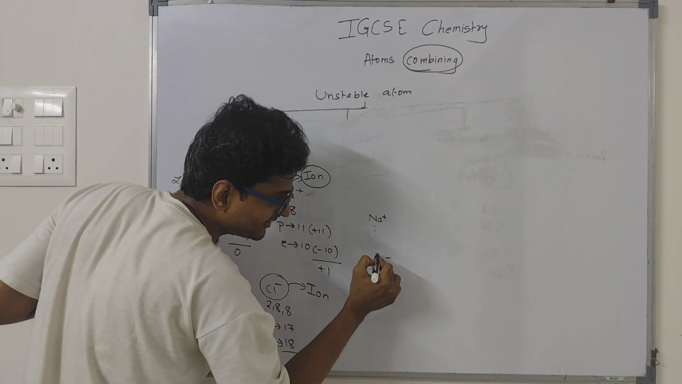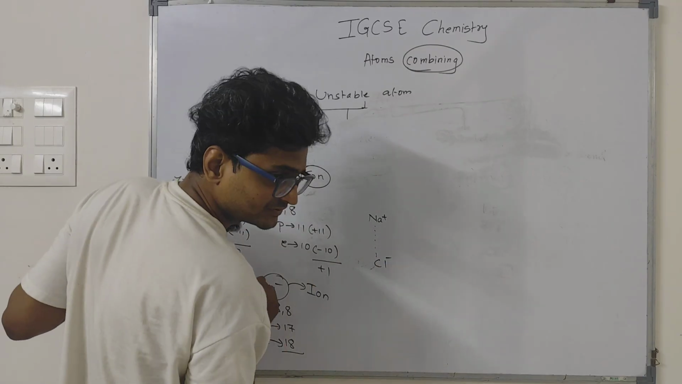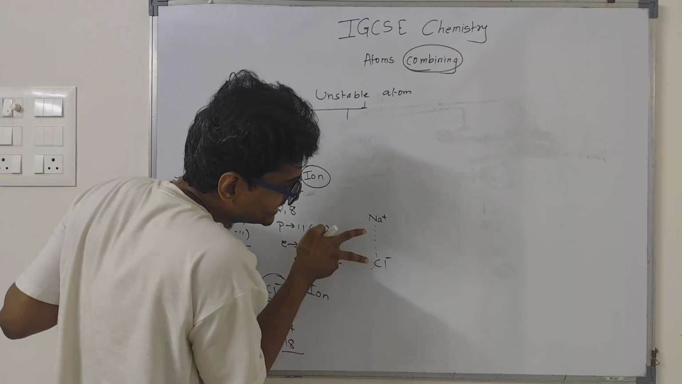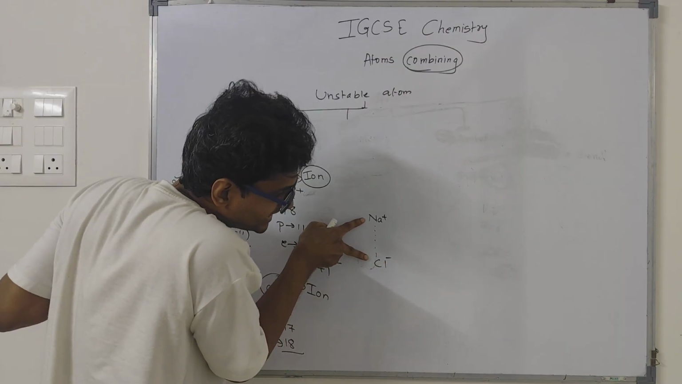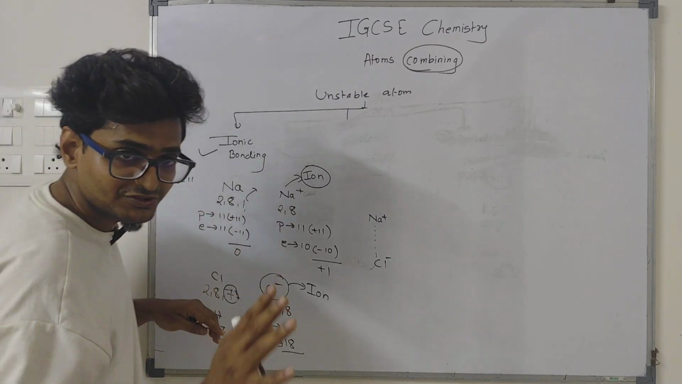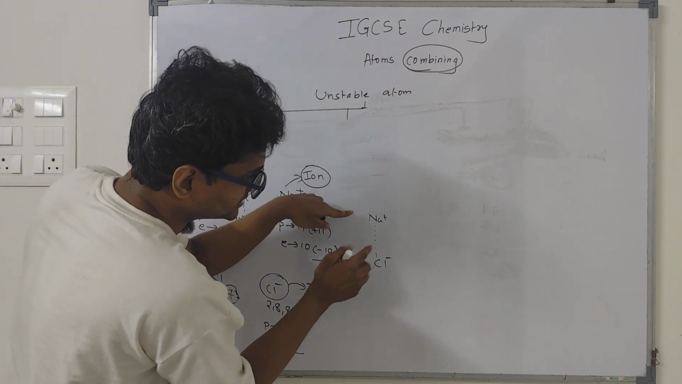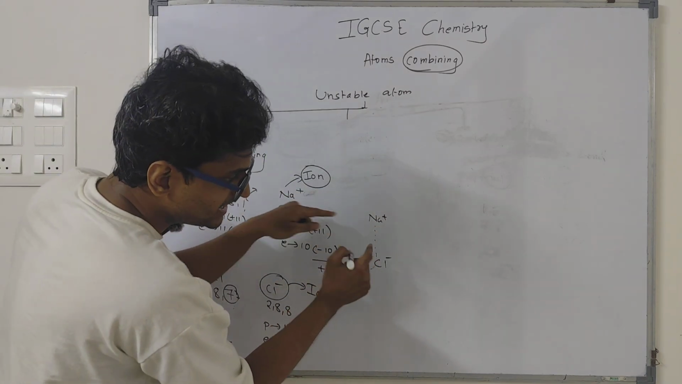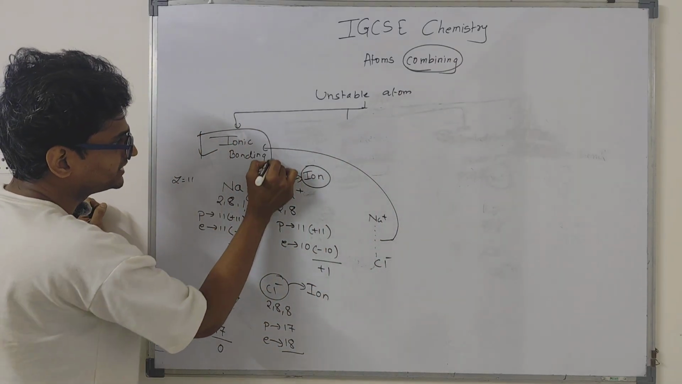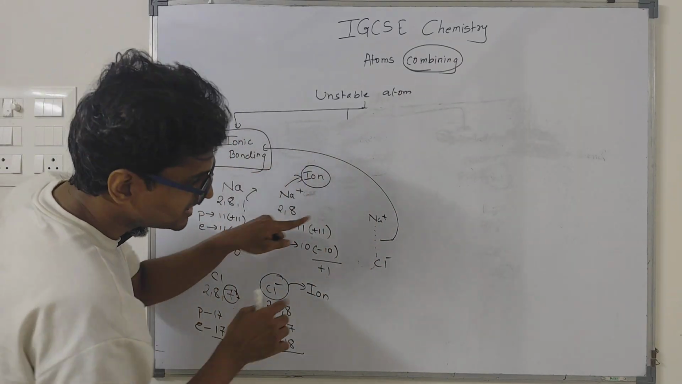they'll attract each other. Why? Because in nature, we have learned if there are opposite charges, they attract each other. So these ions will attract each other. See, before they were not attracting because there was no charge, but now there is development of charges. So they'll attract each other, and this attraction is what is called ionic bonding.